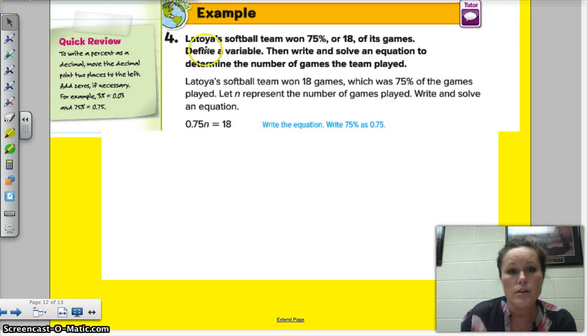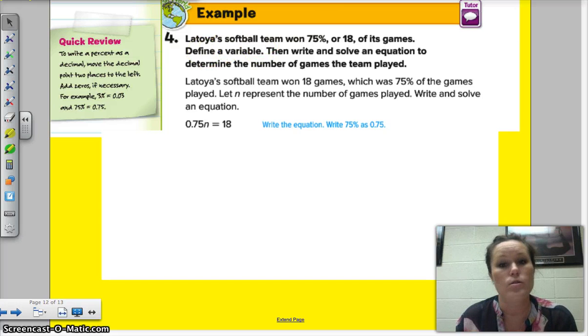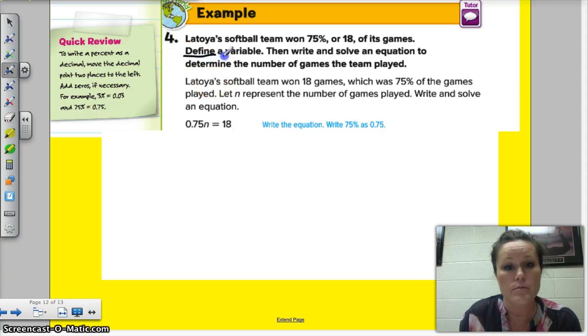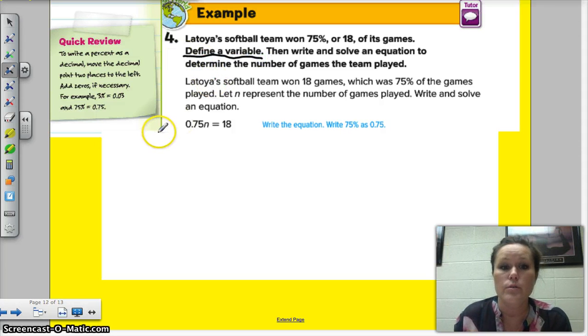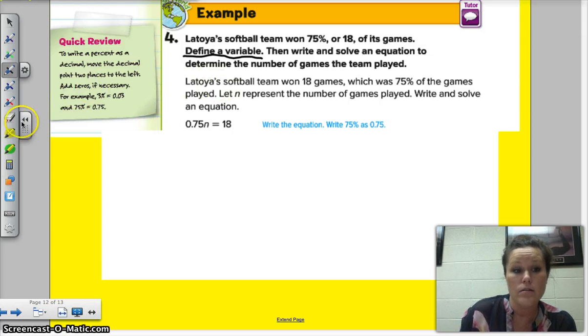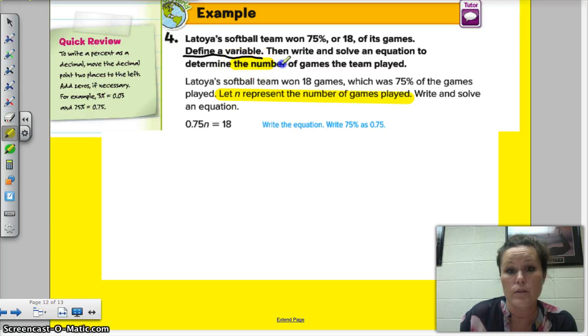Okay, Layla's softball team won 75% or 18 of its games. Define a variable, so there's the first thing we're supposed to do. Then write and solve an equation to determine the number of games played by the team. So we are going to define n as number of games played, and we're trying to find the number of games.